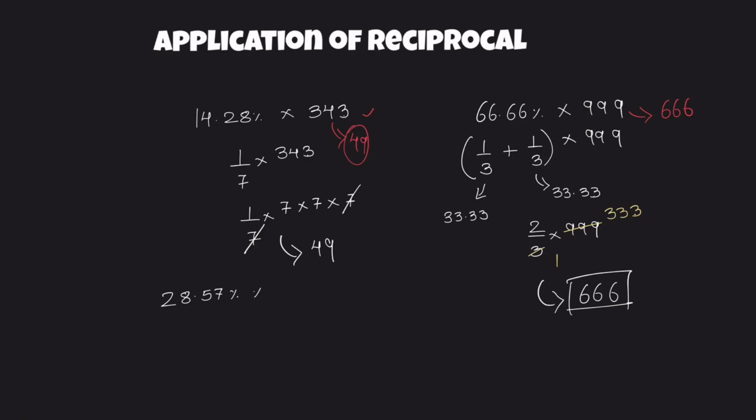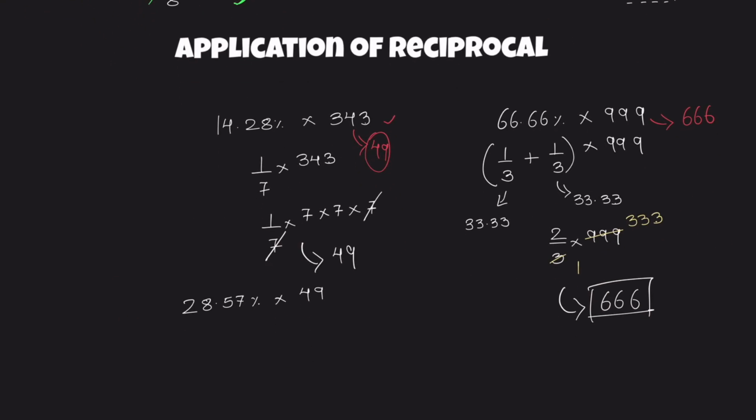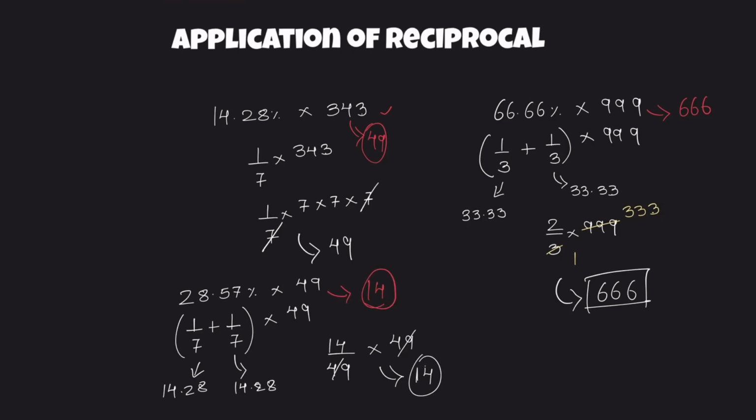Now let's take one more problem. 28.57% of 49. Now let's see from the table what is 28.57. Where can I get 28.57? 1 by 7 is 14.28. So if I double that, 14.28 into 2 will be what? 28.56. So I'll write 28.57. 1 by 7 plus 1 by 7. So that is 14.28 plus 14.28. That becomes 28.57. So I'll write this as 2 by 7 into 49. That answer comes out to be what? 7 sevens are 49. 7 into 2 will be 14, and that's how I get the answer to this.